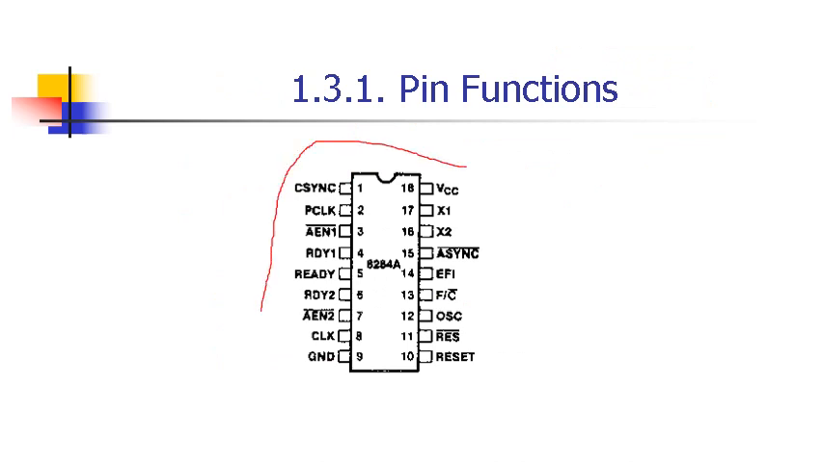And here, the integrated circuit 8284 for clock generation and the different pins, we'll talk about this in our next lecture, lecture number 10. Hope that everything is clear.